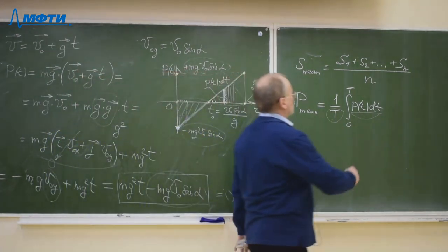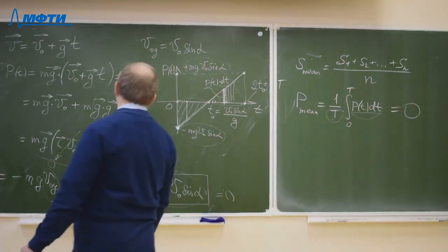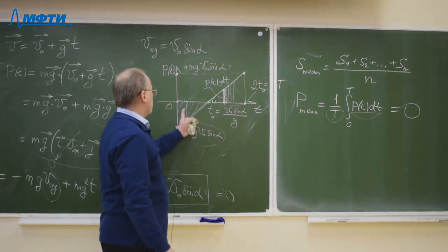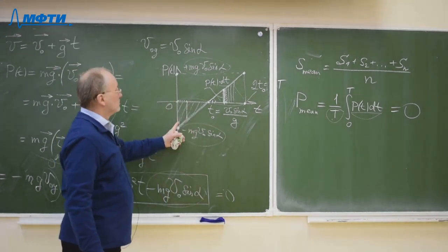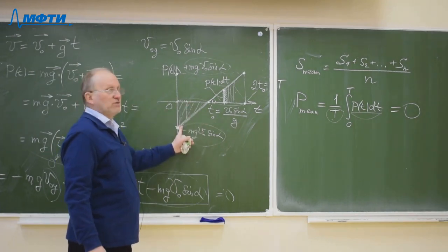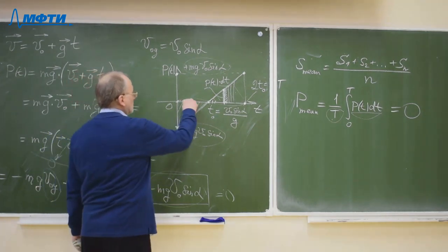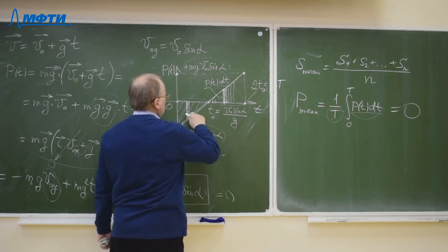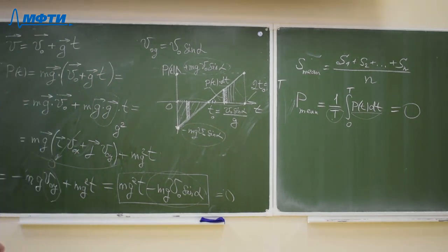And so in our particular case, in this problem, the mean power will be zero, because the area of the first triangle equals the area of the second triangle, but in the first triangle the area is negative because the power is negative. The vertical component is negative. And to each small element of area here with negative vertical component, you will find a similar element with positive vertical component, such that these two small areas are equal but opposite in sign. So their sum will give you zero.